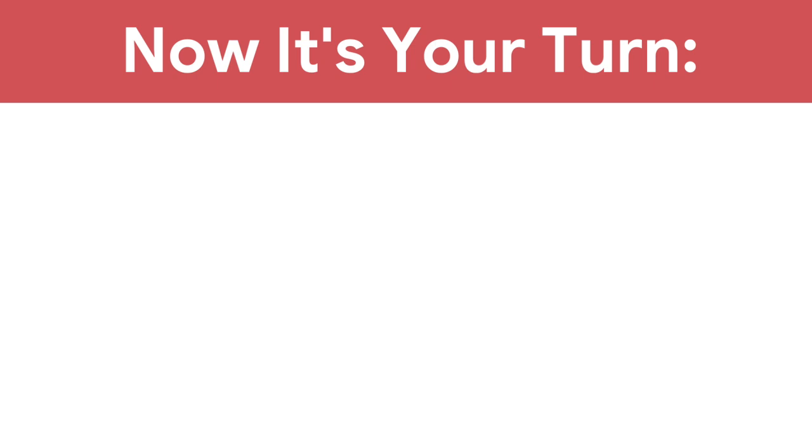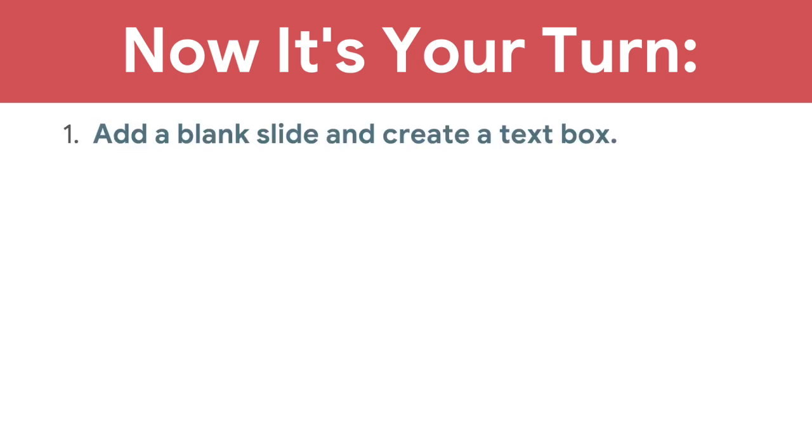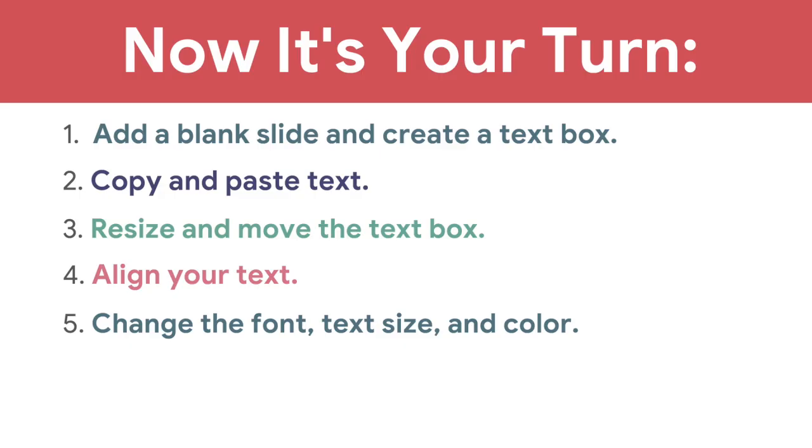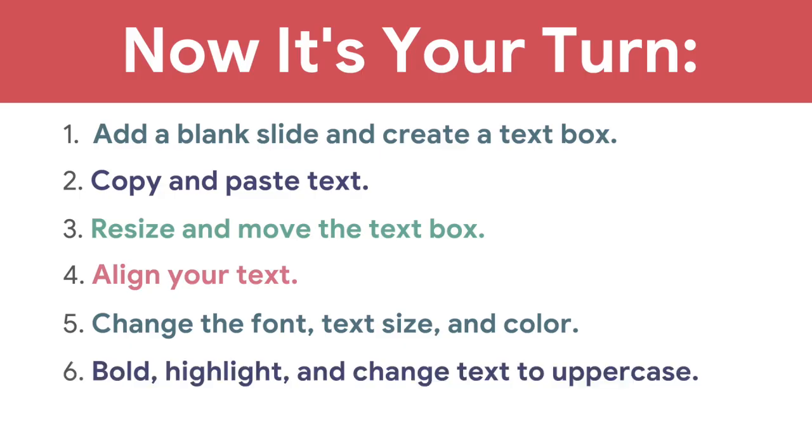Now it's your turn. Add a blank slide and create a text box. Copy and paste text from the starter project into your text box. Resize and move the text box. Align the text, change the font, text size, and color, bold, highlight, and change the text to uppercase.